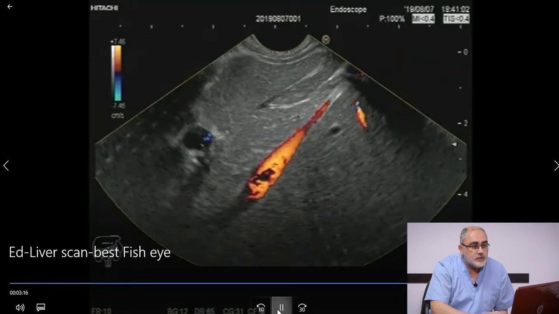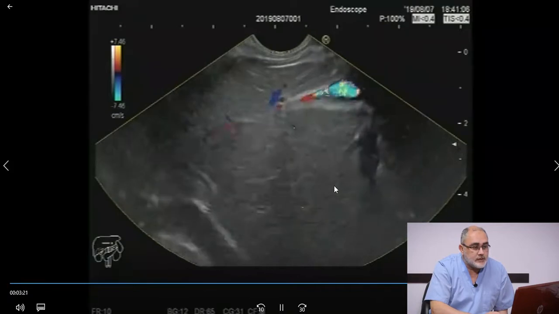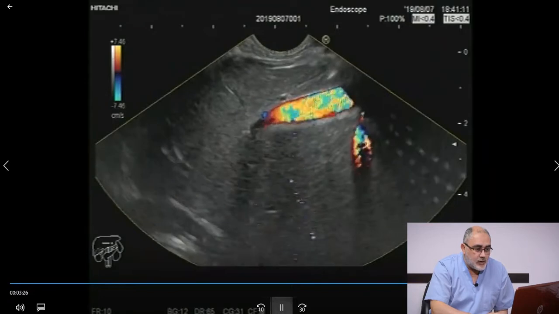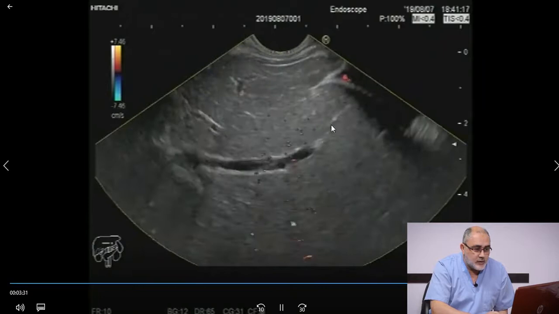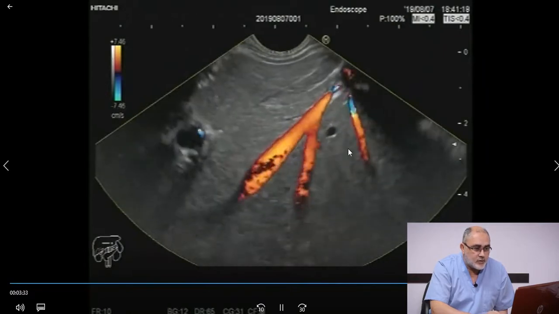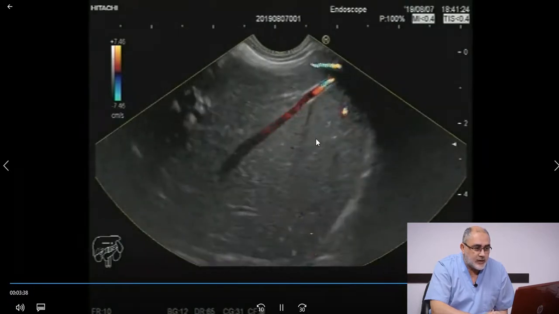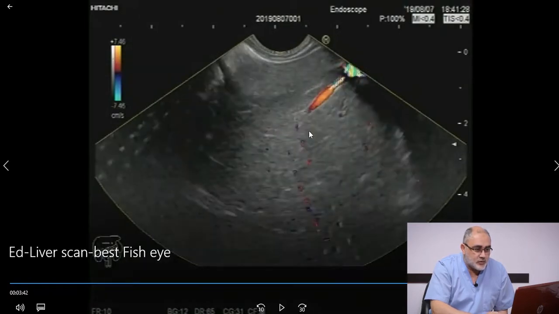Okay, let us continue. So this segment 1, 4A, and 8. And now we come back to the inferior vena cava and the right hepatic vein, and segment 1, 8, and part of 7, counterclockwise rotation to the middle hepatic vein and segment 1, 4A, and 8, and more counterclockwise to the left hepatic vein and segment 2 and 3.